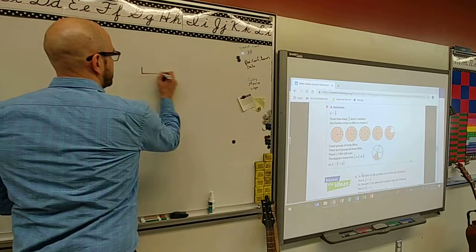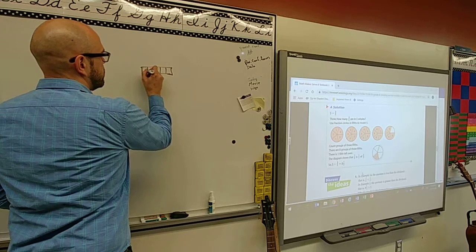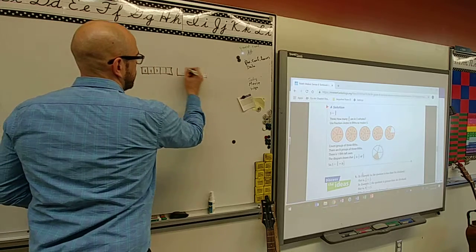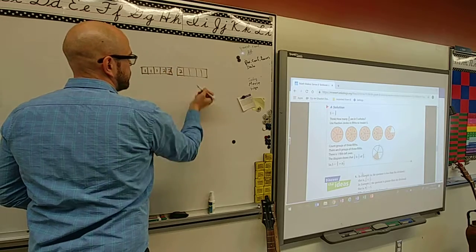So what he's doing, let's draw it a little different. If this is 1, 2, 3, 4, 5, there's 1 set of 3/5. 1, 2, 3, 4, 5. That's 2 sets of 3/5.